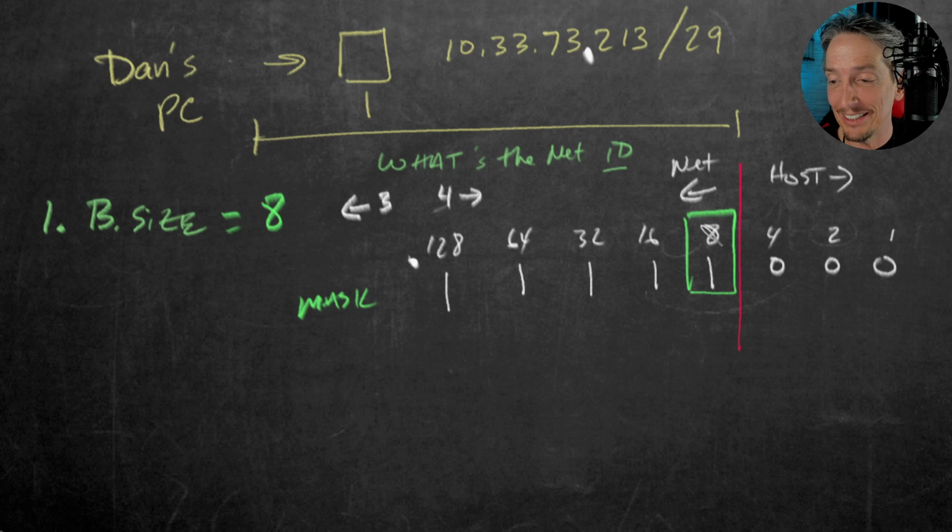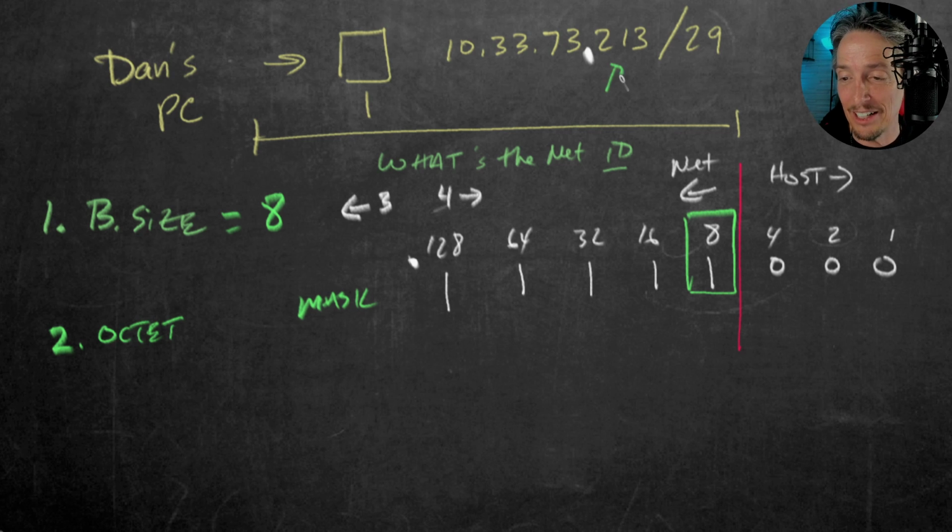So now that we have that block size, what we could do is take 10.33.73.0 and just add 8 and add 8 and add 8 and add 8 and add 8. And if we had a mile of room, we could list all those possible subnets. We have a lot of possible subnets, and if we wanted to list all of them, it would take a long time. So the shortcut is we are going to take the octet.